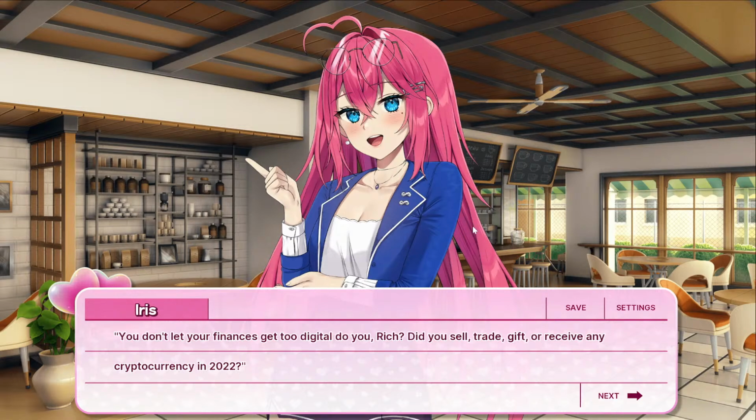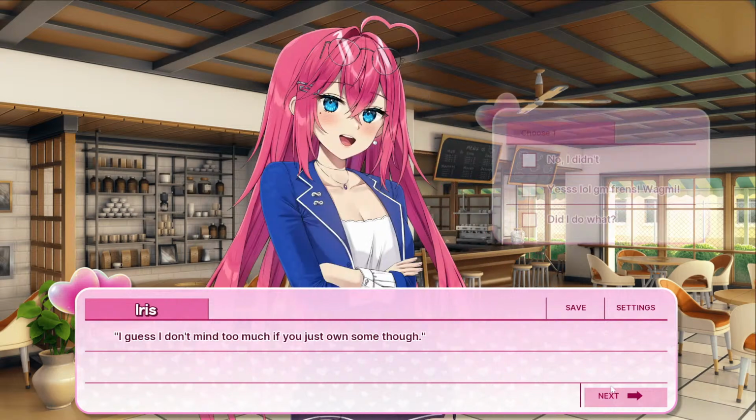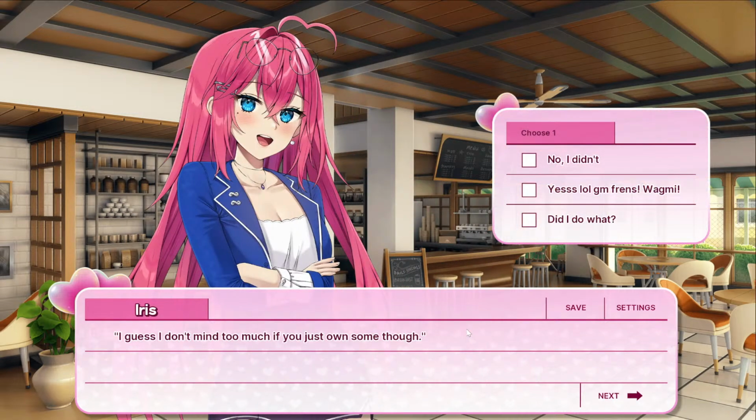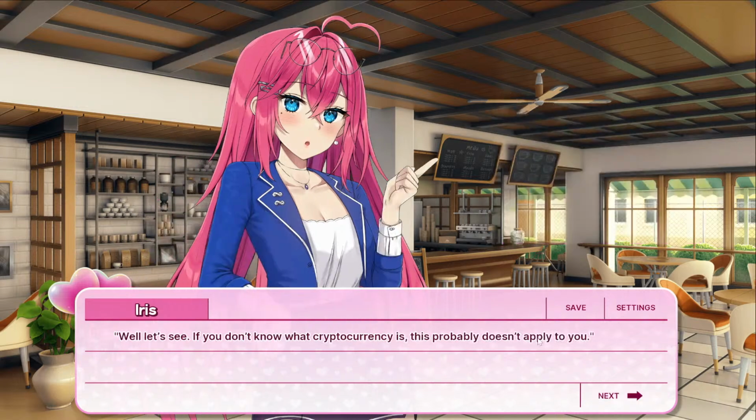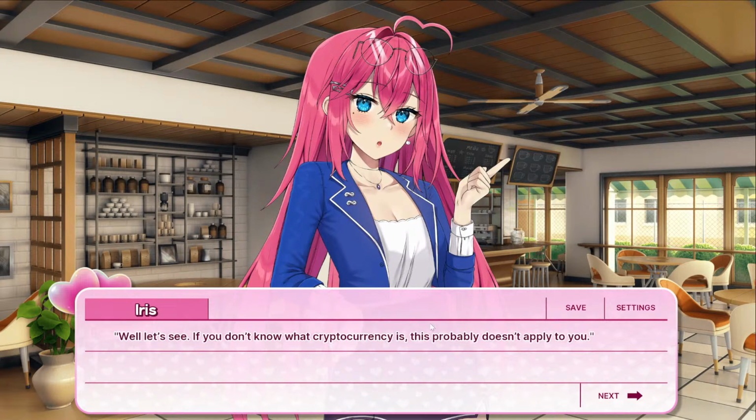Did you sell, trade, gift, or receive any cryptocurrency? I guess I don't mind too much. You just own some, though. Yes, lol, GM friends, wag me. What? Did I do what? Well, see, you don't know what cryptocurrency is. This probably doesn't apply to you. Tell me if you receive any crypto either for free as payment from an airdrop, through mining, or through staking.